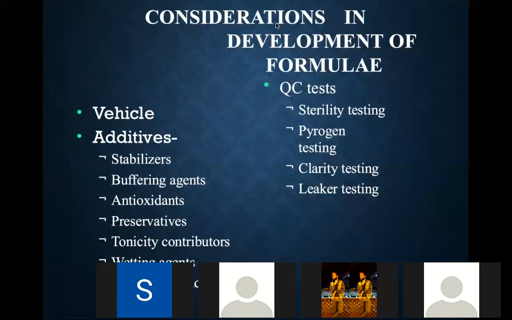So the vehicles, additives, stabilizers, and buffering agents have to be added. Now for the sterile products, we have quality control testing. Sterility testing, pyrogen testing, clarity testing, and leaker testing have to be done.